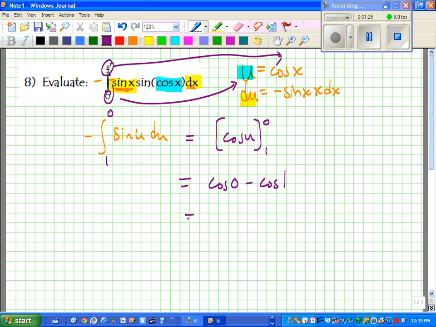And cosine of 0, we can evaluate that. That's a nice one. That's just going to be 1. Cosine of 1, not so nice. It's going to be a decimal. So I'm just going to keep it as an exact answer, and that's 1 minus cosine of 1.